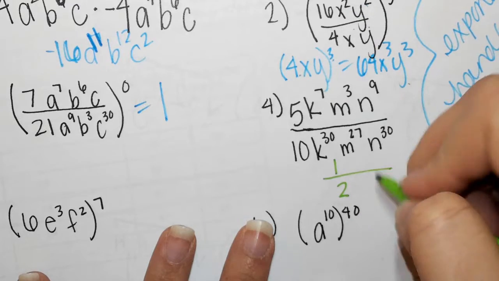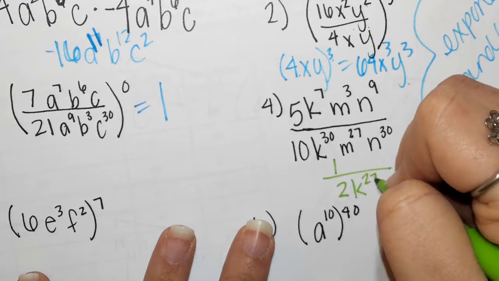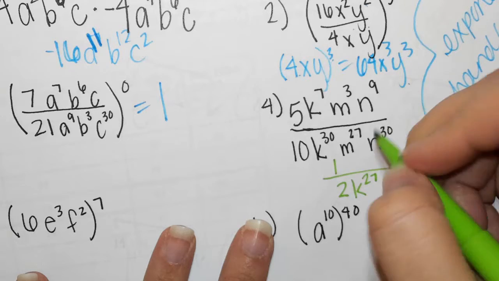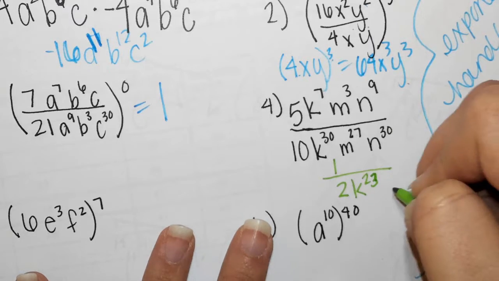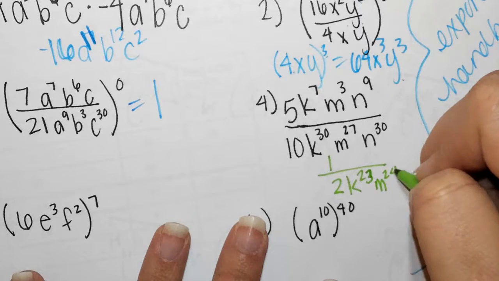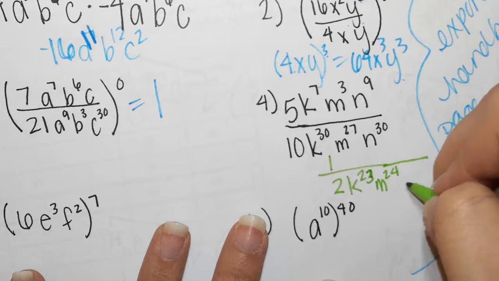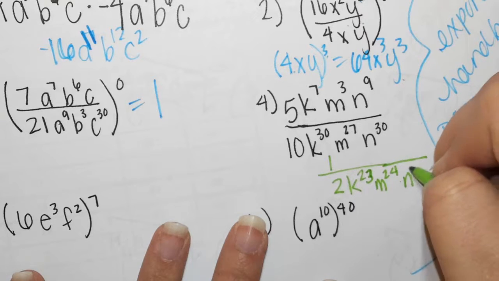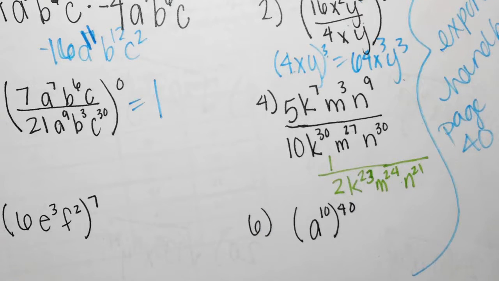So does it go on top or bottom? Oh my gosh, it's like we've learned something. What's 3 minus 27? Negative 24. So does it go on top or bottom? And 9 minus 30 is? Top or bottom? Oh my gosh, we might actually be ready for a test.